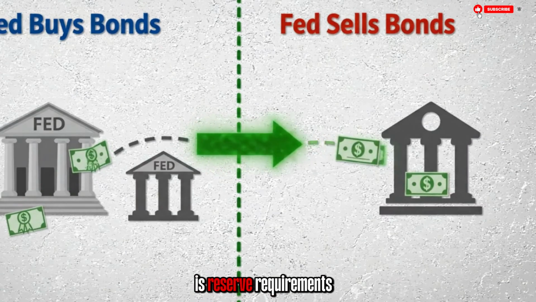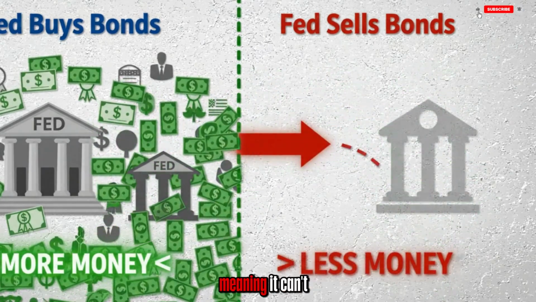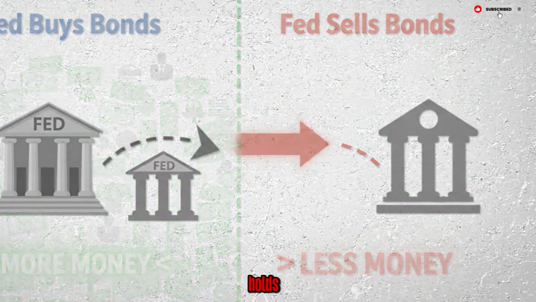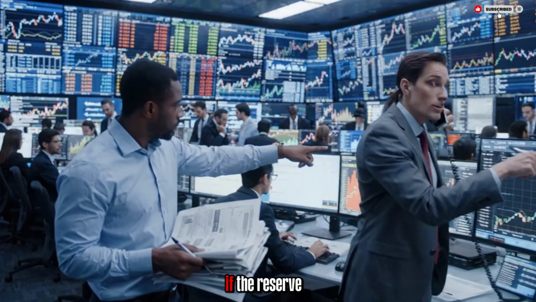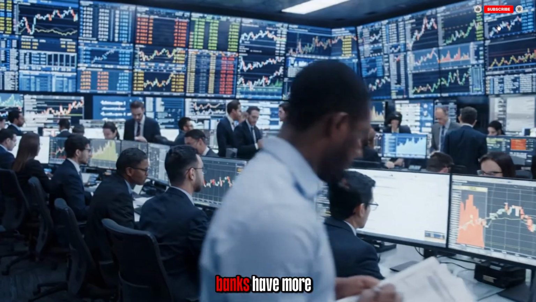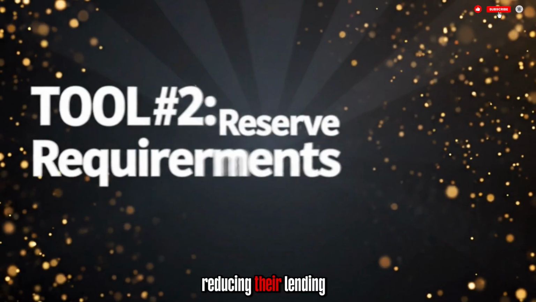The second tool is reserve requirements. Every bank has to keep a portion of its deposits in reserve, meaning it can't lend out all the money it holds. In the past, the Fed would change this percentage to control the money supply. If the reserve requirement is lowered, banks have more money left over to lend, increasing the money supply. If it's raised, banks must hold more in reserve, reducing their lending capacity.